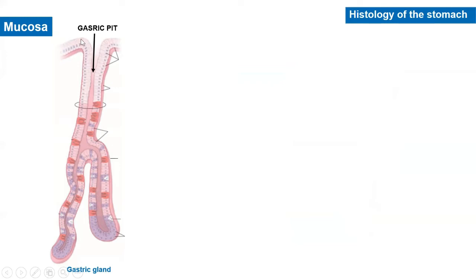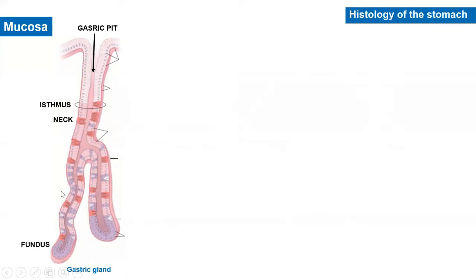The height is more than the width, and the nucleus is placed basally. Due to the secretion, they push the nucleus downward. This mucosal cell invaginates deeply and forms the gastric pit. There is the surface mucosal cell, and there is another part known as the isthmus, and then the neck. This region is known as the neck, and finally the lower part is known as the fundus.